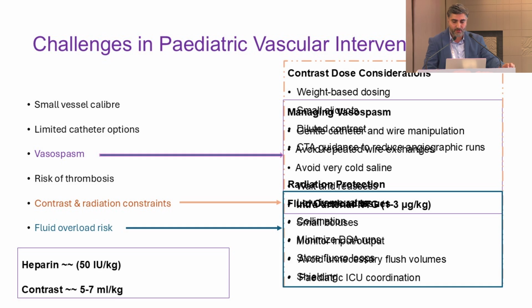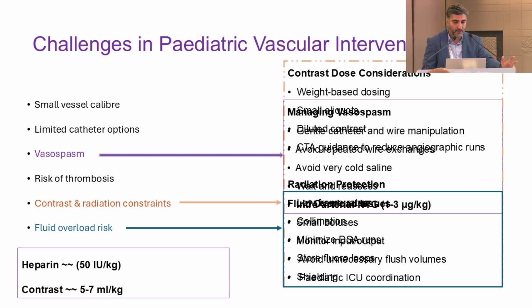These children also have a risk of thrombus formation at both the access site and the sheath at the targeted vessel site, because most of the time the catheter and sheath may occupy most of the lumen, which can significantly increase chances of thrombosis in these patients. Then there are contrast and radiation concerns. For contrast, we should use weight-based dosing in the range of 5 to 7 ml per kg, in small aliquots, with diluted contrast. We should review our CT angio very well before we take these patients for DSAs.